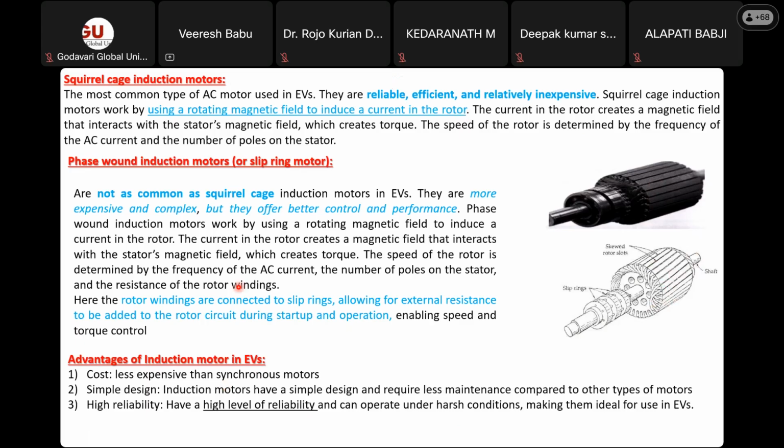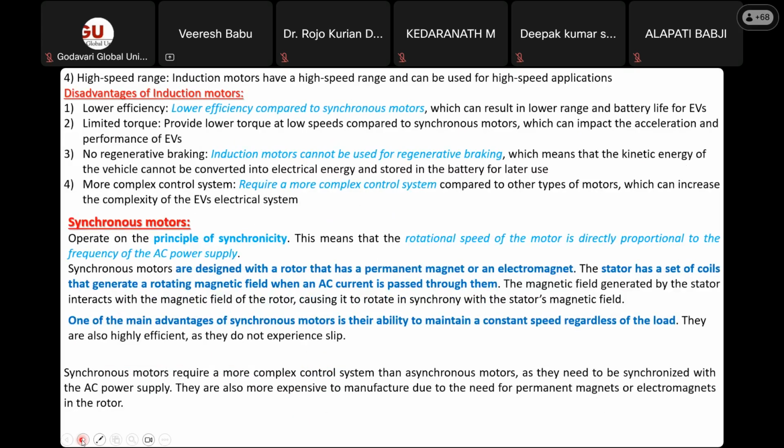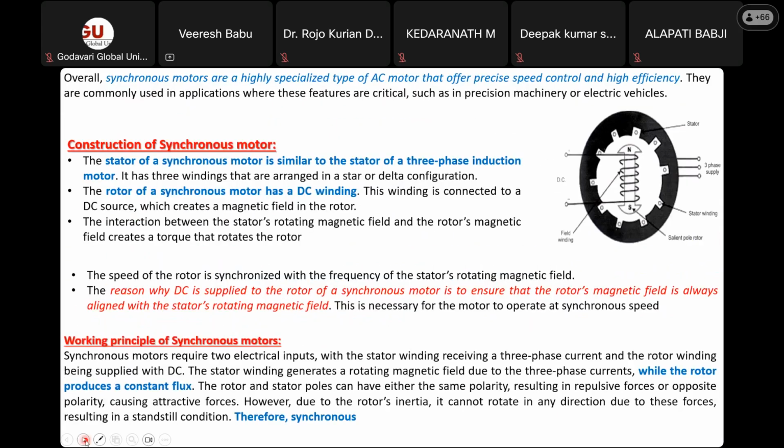And again, the advantages of the induction motor: it is less expensive than synchronous motors, it has a simple design, and high reliability. Disadvantages of induction motors are lower efficiency, limited torque, no regenerative braking, and more complex control systems. Next, I'll go to that.